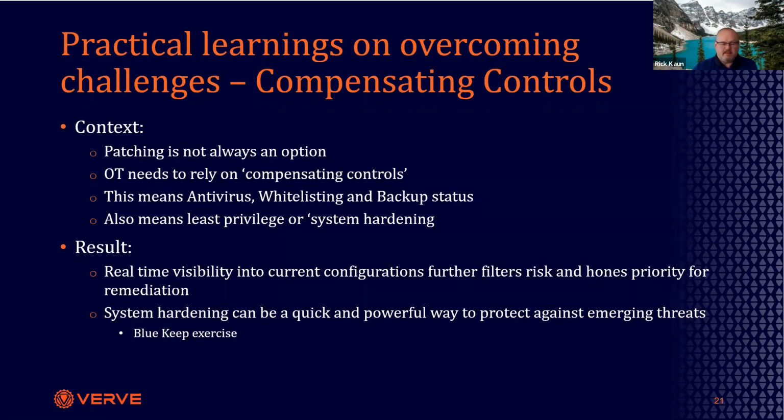So what are some of the practical learnings? Patching is not always an option, and OT needs to rely on compensating controls. This means we need to know antivirus, whitelisting, and backup status, as I just showed you. It also means least privilege or system hardening. This is a proactive move that many organizations are starting to get to, but trying to wrap their heads around how to do it, track it, and report on it, as I just indicated, is a challenge. Result: real-time visibility of current configurations further filters risk, and system hardening can be a quick and powerful way to protect against emerging threats.